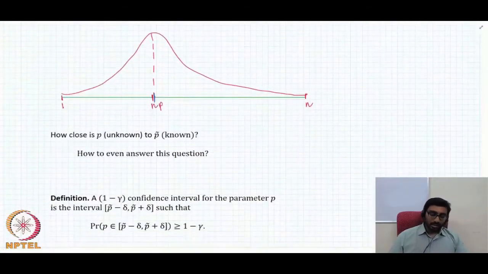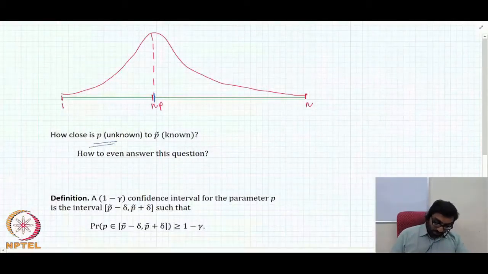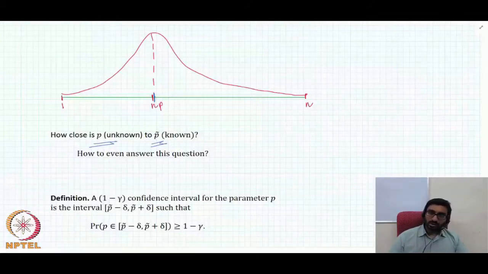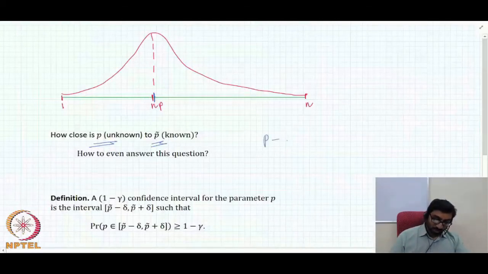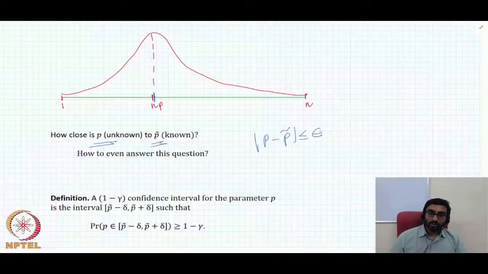Now the question is, how close is p, the parameter that we want to estimate, to p tilde, which is the estimate that we have of p. Notice that this question is not as straightforward as we may like it to be. For example, if we want p and p tilde to be very close to each other, so the difference is at most some epsilon, so let's say we want the absolute value of p minus p tilde to be at most some epsilon. This is great, but there is always going to be some probability with which such an inequality is going to be violated. So requiring such a guarantee is not necessarily a good thing.